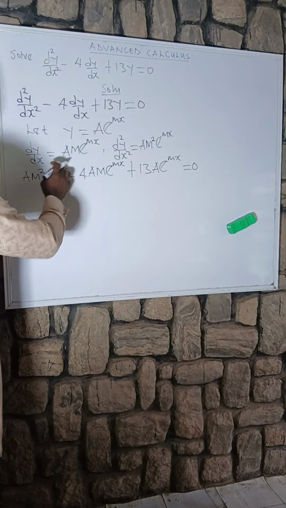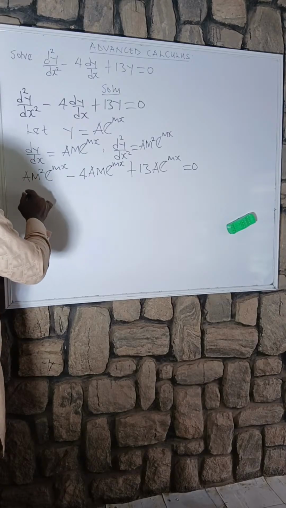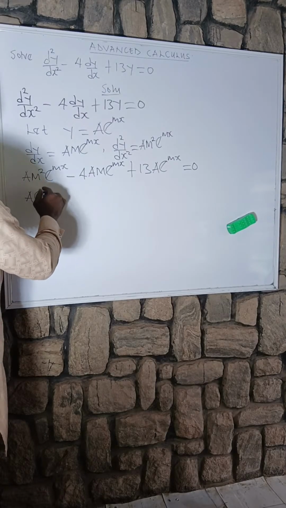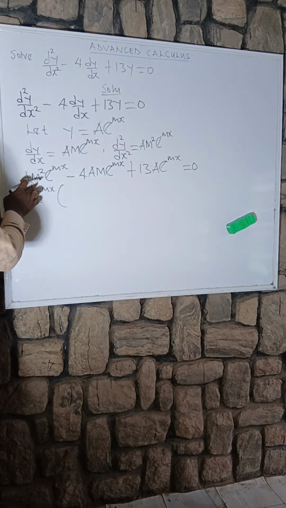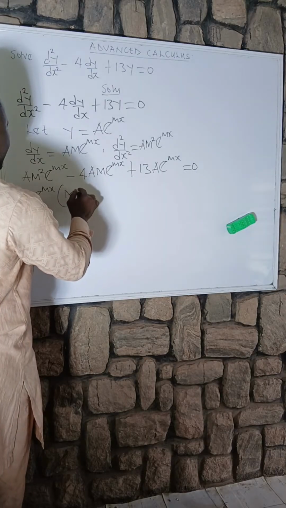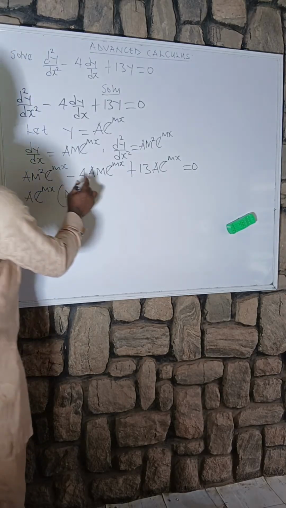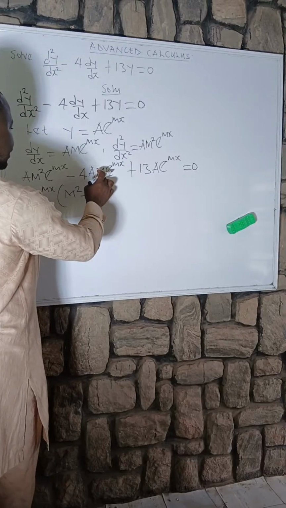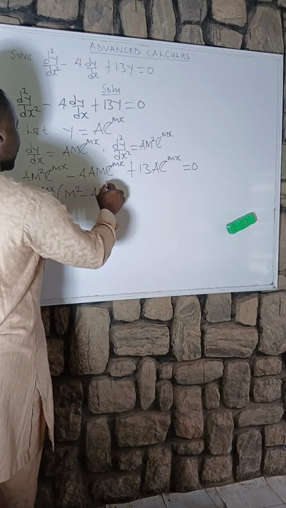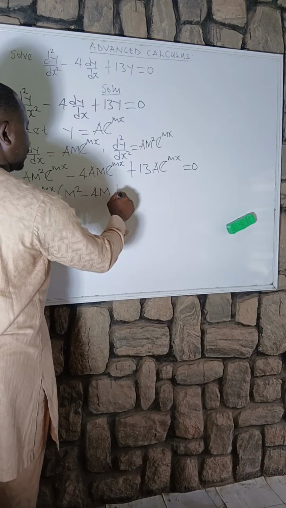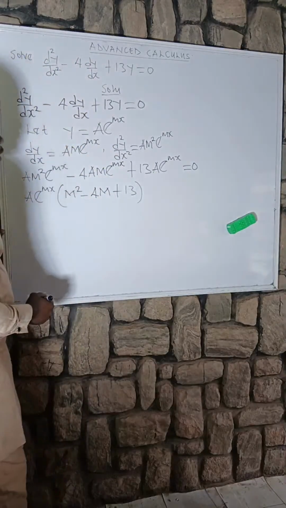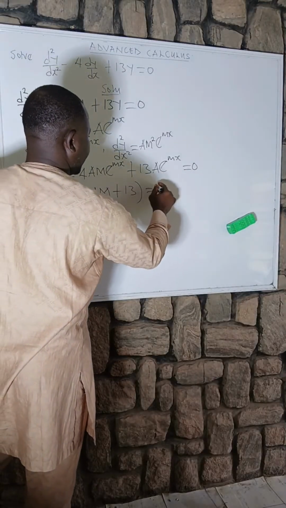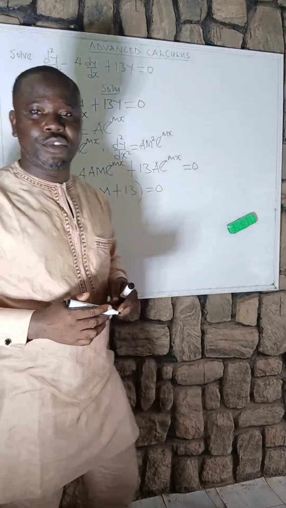So let's factor it out. a e^(mx) is common, so we factor it out. It means a e^(mx), open bracket, m squared will be inside the brackets. Then minus 4m will be inside the brackets. Then plus 13 will be inside this bracket. Close the bracket, then equals 0. Do you agree with me? Are you following?